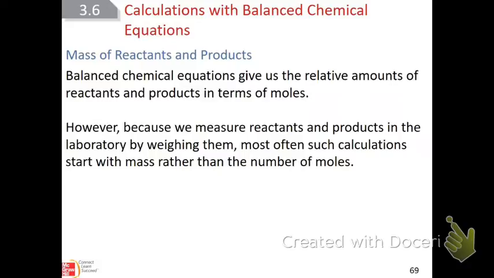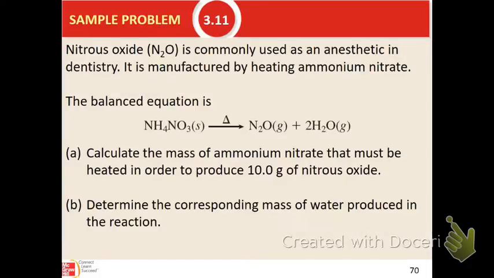So here's nitrous oxide, which is commonly used as an anesthetic, and I don't want to use nitrous oxide. I wish that she would use the correct name of that. That's dinitrogen monoxide, used as an anesthetic in dentistry, manufactured with ammonium nitrate. So there's ammonium nitrate, and there is your dinitrogen monoxide and your water. Calculate the mass of ammonium nitrate that must be heated in order to produce, we want 10 grams.